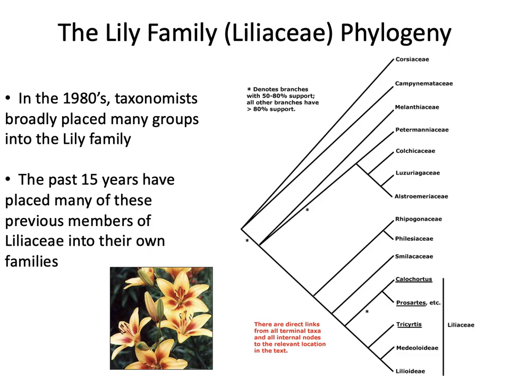Now, this whole revisioning of the lily family phylogeny first started in the 1980s. That's when taxonomists put lots of groups into the lily family, but then about 20 years later, that's when scientists started to figure out that that wasn't really accurate. And based upon molecular evidence, they placed members of the lily family into their own families. And again, for this class, we want to go with the system that the Angiosperm Phylogeny Group uses, which is going to give the most accurate classification data.